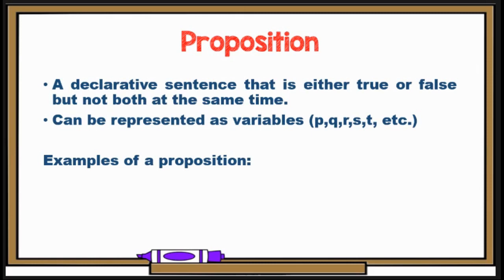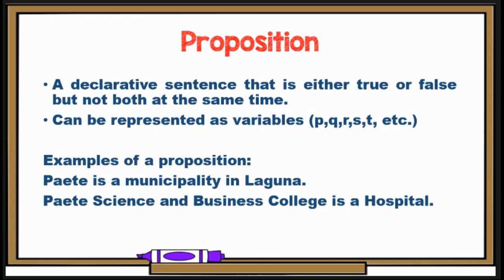Let's have some examples of proposition. Paite is a municipality in Laguna. This is a declarative sentence and it has a truth value. Specifically, it is true. Next statement. Paite Science and Business College is a hospital. Again, this is a declarative sentence, but this time the truth value is false. So both of these are examples of proposition. One is true and the other is false.